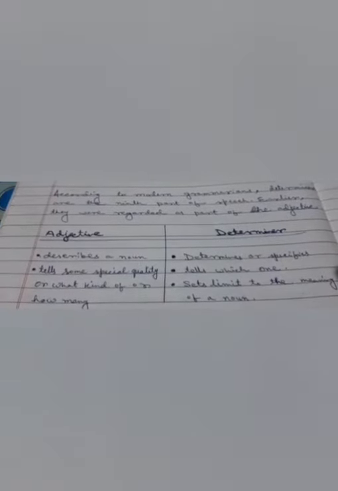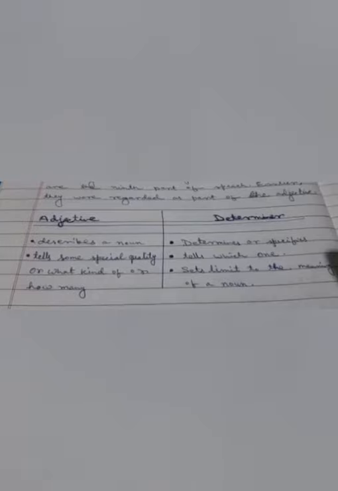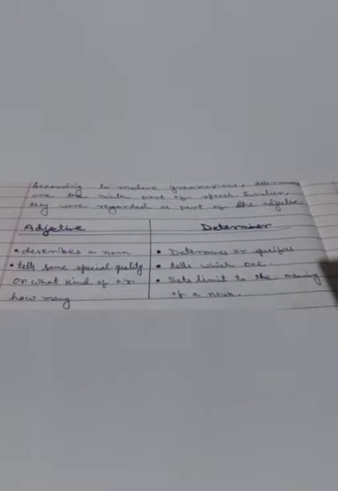Let's see what is the difference between the two, adjectives and determiners. An adjective describes a noun. It also tells some special quality, or what kind of, or how many, like this. While determiners determine or specify. They tell which one. They set a limit to the meaning of a noun.